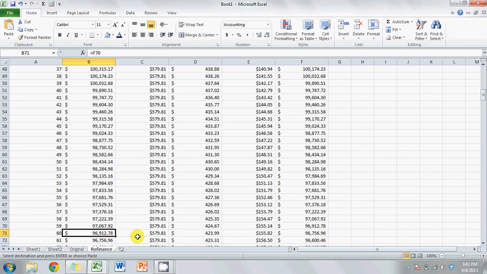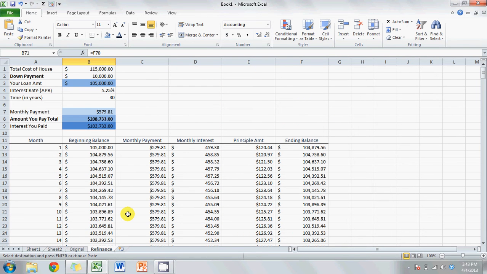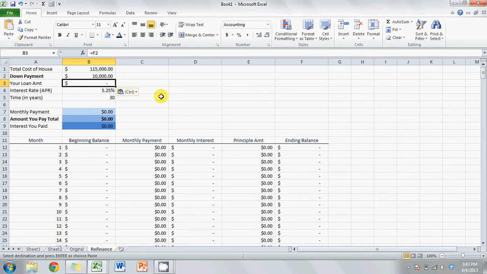So I'm going to paste that amount into my loan amount. What did I do? All right, so I messed up my copy and paste, but I know it's going to be around $96,000. So I'm going to click $96,000.